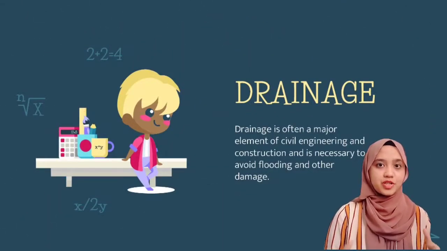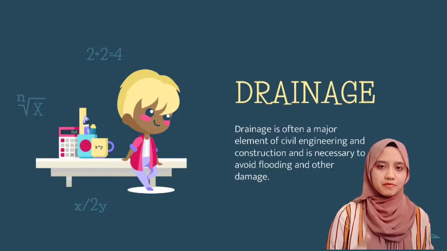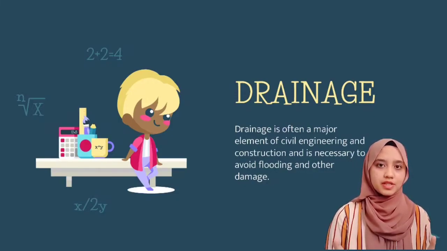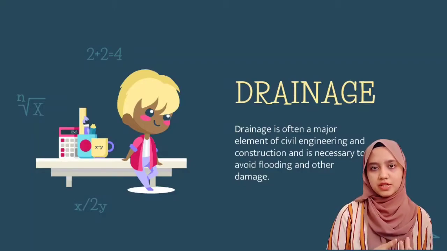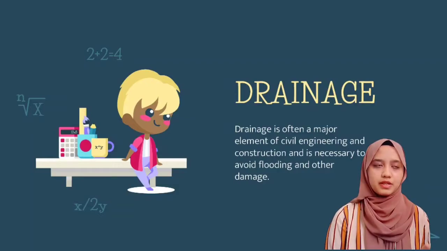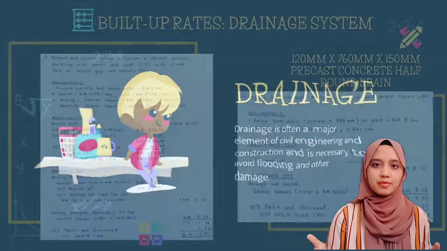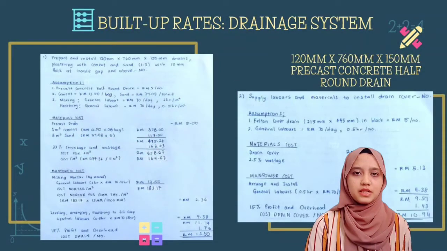Other than superstructure part, I also calculated for the drainage system. This is important in order to remove water or liquid, both surface and subsurface. Drainage is often a major element of civil engineering and construction, and it is also necessary to avoid flooding or any other damages. The excavation of drain and sand lining is already calculated along with the apparent construction.